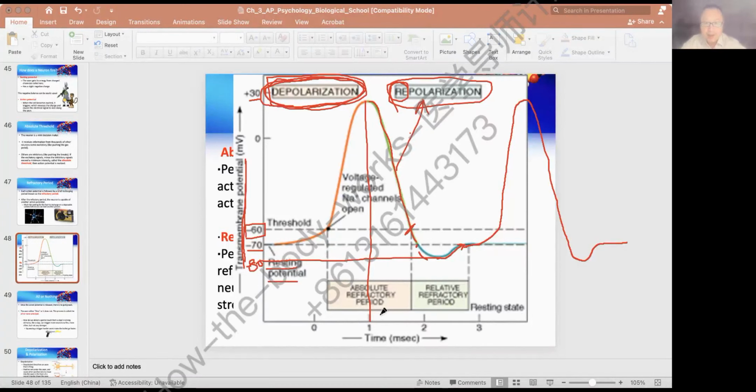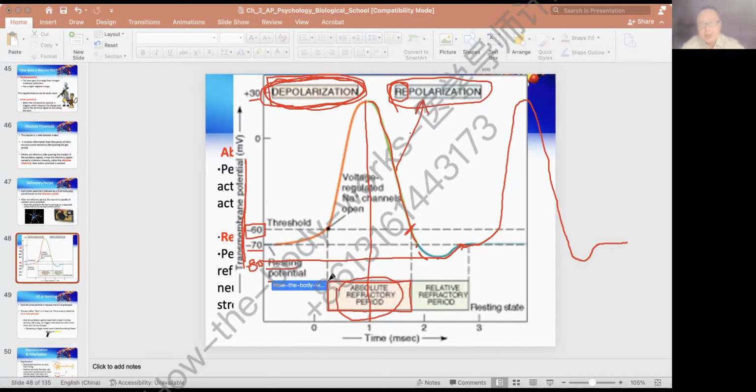Also, please watch here. I mean, the word clear carefully. Can you say absolute refractory period? Absolute refractory period. So this period, I mean, it's in a light yellow here, in the absolute refractory.